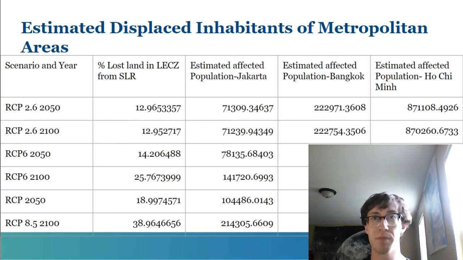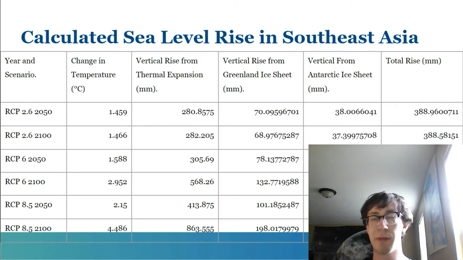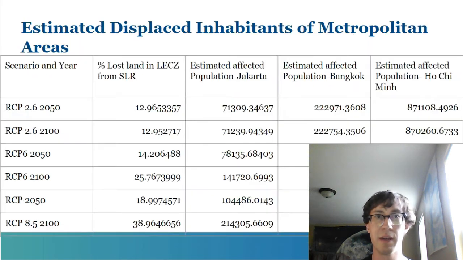Now I did this by taking my values right here and dividing it by the 3 meters just to try and get at least a rough estimate of how much the sea level rise is going to encroach into that area. And then when this was done, I multiplied it. So right here, you can see those values. I multiplied this percentage by the population within those areas to get my estimated affected population.